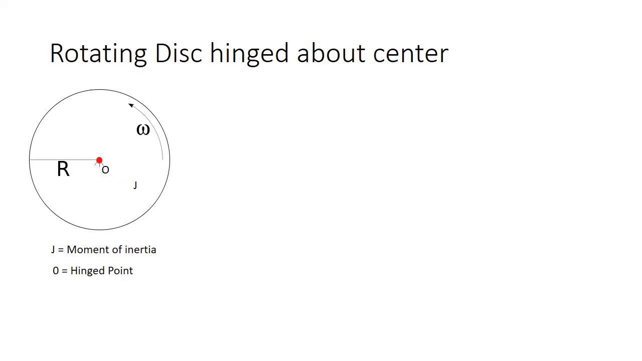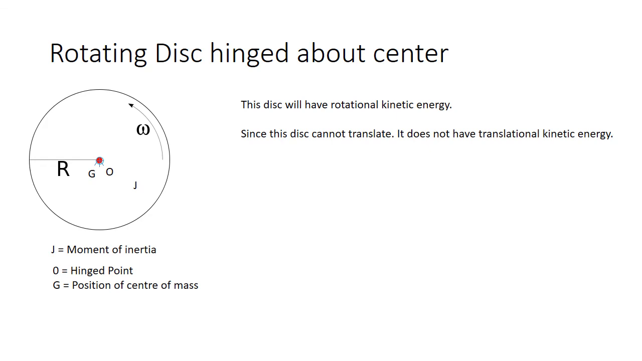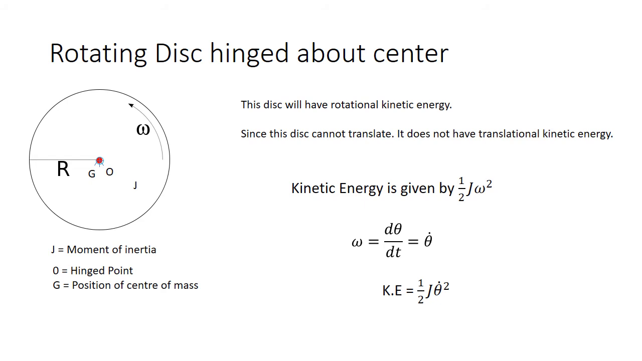Number 2, if there is a disk hinged about center point O and its center of mass is coinciding with the hinge point, then the velocity of the center of mass is 0, but it will have rotational kinetic energy due to rotation of the disk. So, if the disk is rotating with an angular velocity omega or theta dot and J is the moment of inertia of the disk, the rotational kinetic energy is given by half times J times theta dot squared.